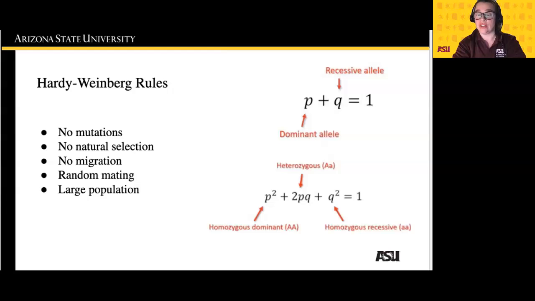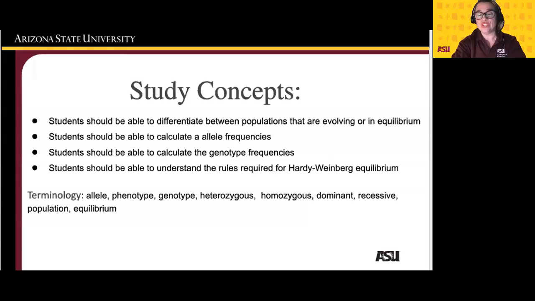Microevolution is the change in allele frequency from one generation to the next. Students should be able to differentiate between populations that are evolving or in equilibrium. Students should be able to calculate allele frequencies. Students should be able to calculate genotypic frequencies. And students should be able to understand the rules required for Hardy-Weinberg equilibrium.